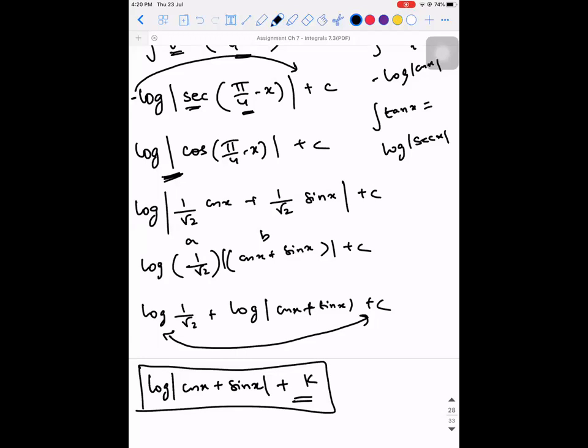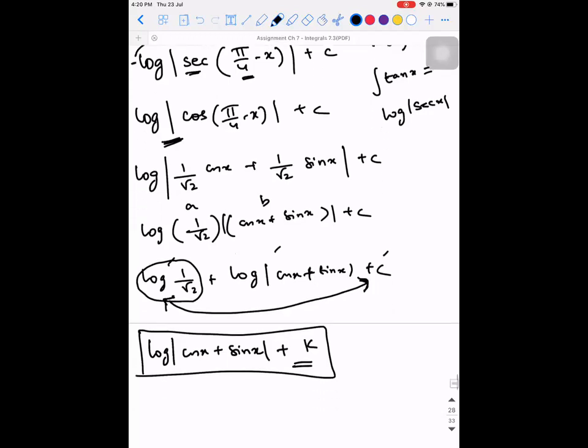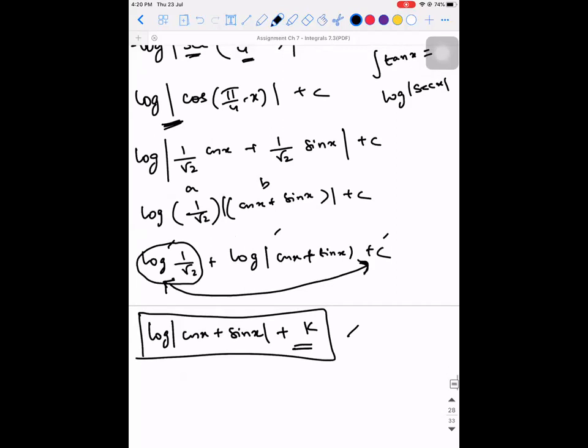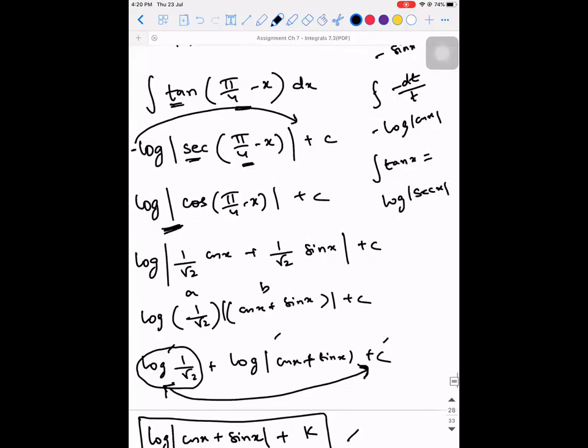So log 1 by root 2 plus log of cos x plus sin x. Log of 1 by root 2 is a fixed number. It's some number, that's it. It's not a function of x. So I combine it with the constant, and I'm still getting the answer as log of cos x plus sin x plus k, which was our previous answer.